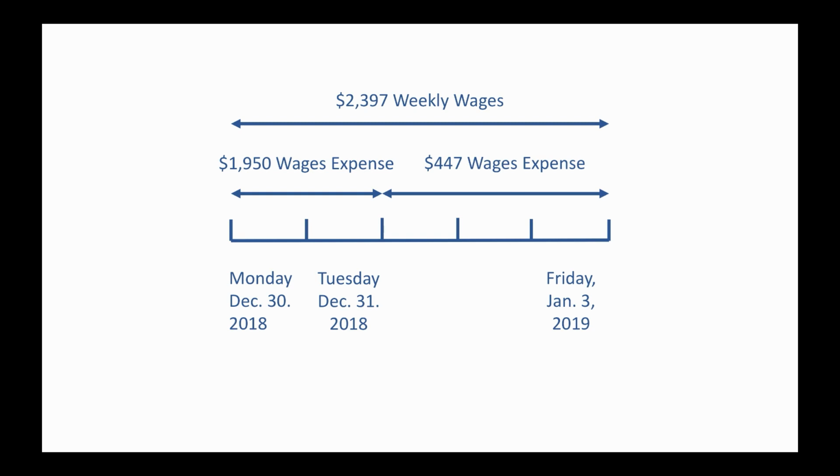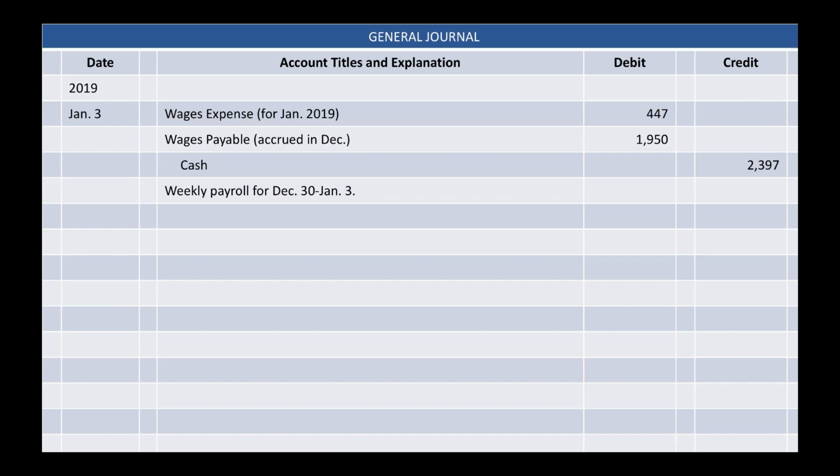Let's look at the entry Overnight will make on payday, Friday, January 3rd. We need to be careful because part of the $2,397 of total wages expense has already been recognized. Make this entry to record the wages on January 3rd. Wages expense should have a debit for $447, the portion of the total payroll applicable to January. Next, eliminate the wages payable by debiting the account for $1,950. The balance in the wages payable account is now zero. Finally, credit the cash account for the full cost of the payroll, $2,397. The liability is extinguished when the debt is paid.